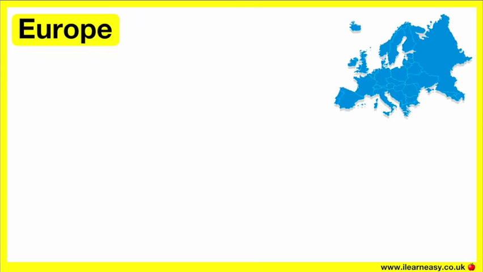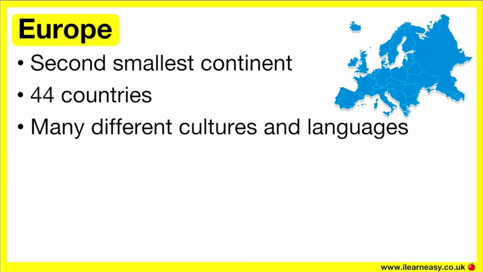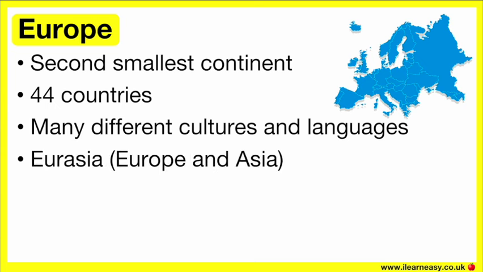Europe. Europe is the sixth largest continent. There are 44 countries in Europe, which are home to a quarter of the world's population. Many different cultures and languages exist in Europe. Sometimes people think of Europe and Asia as a single continent. They call this Eurasia.